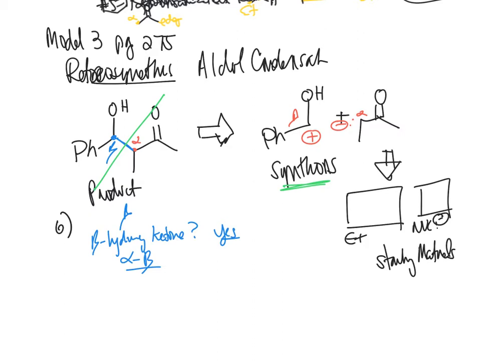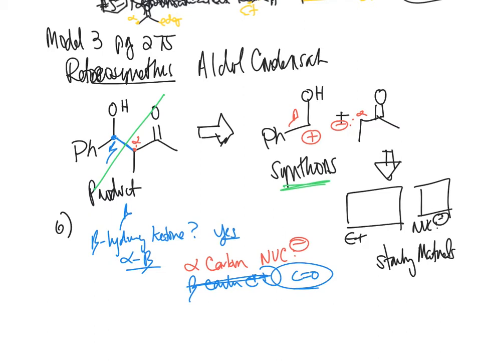And then it says, on an aldehyde, which carbon is the nucleophile? And which is the electrophile? So your alpha carbon is always going to be your nucleophile, and your beta carbon will be your electrophile. It'll be the carbonyl. So in your starting material, it's the carbonyl, but it becomes the beta carbon. Check to make sure this agrees with the charges placed in the synthon.